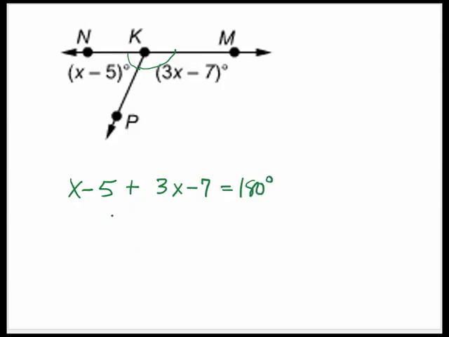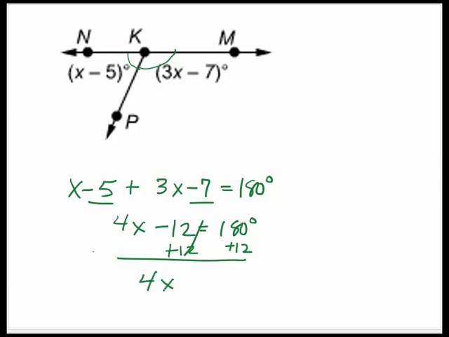Well, the rest is easy. x and 3x is 4x. A minus 5 and a minus 7 is a minus 12. Equals 180. Now let's add our 12 to both sides to solve this algebraic equation.